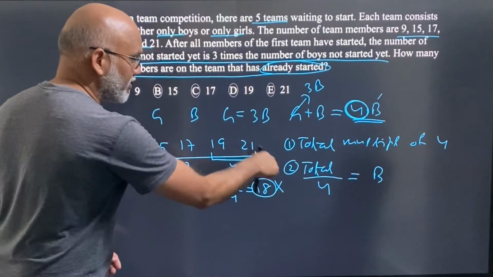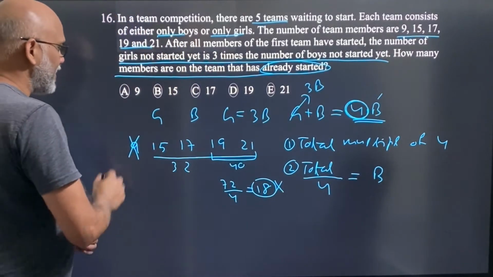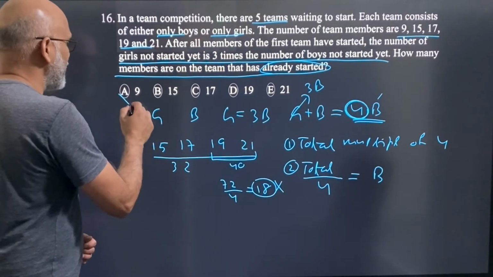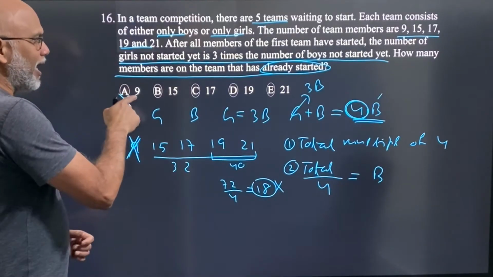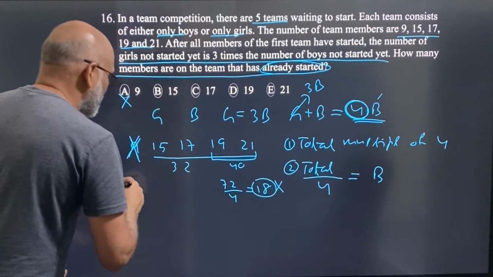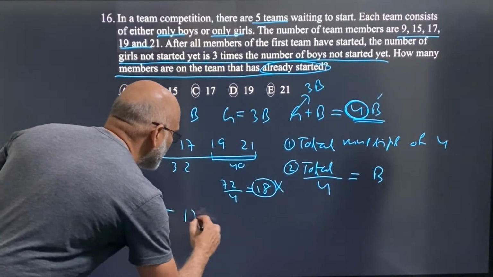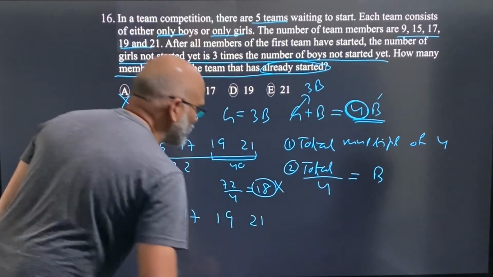So the second condition is not satisfying. Then this group cannot have started. So A is not the correct choice. Now let me try this one. Let me write down the numbers one again. 9, 15, 17, 19, 21.